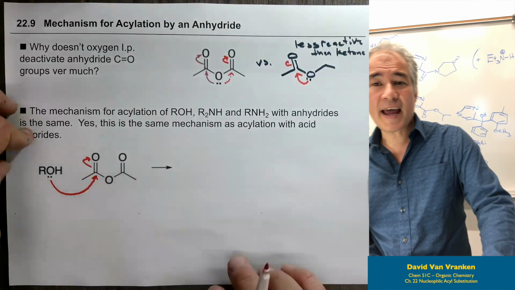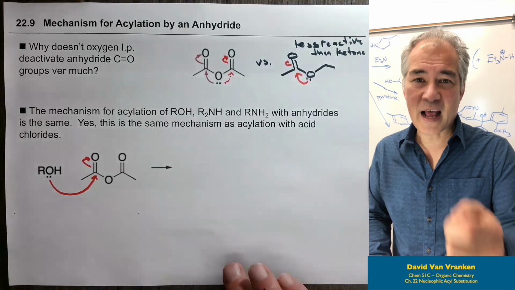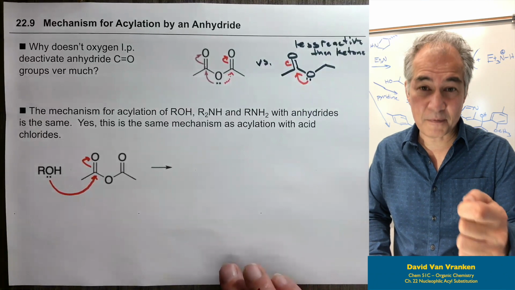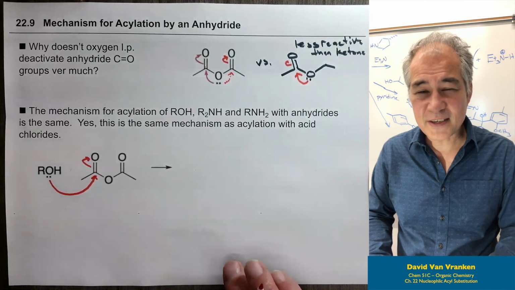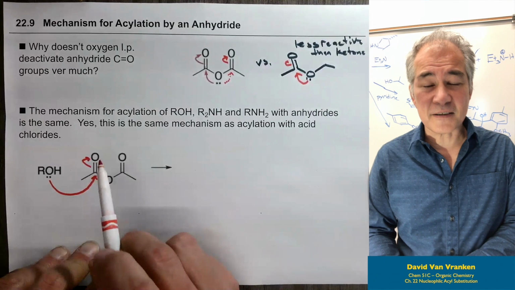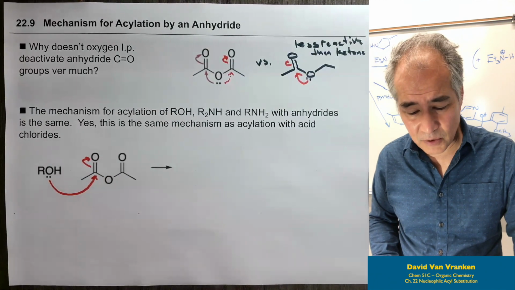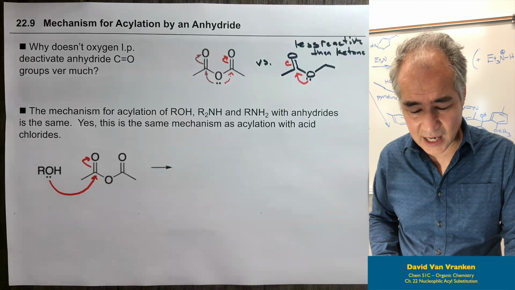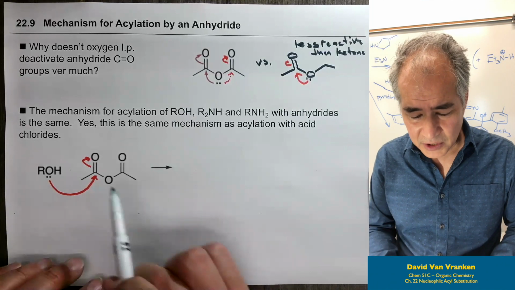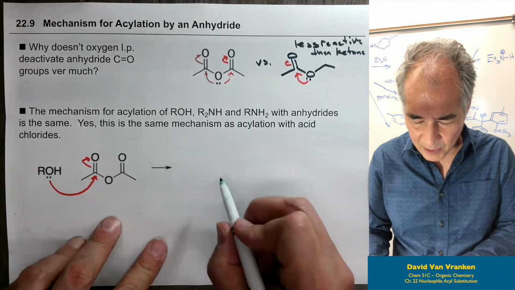Now, if you were trying to add to an ester or a ketone or an aldehyde, you'd have to protonate that carbonyl because OH is not a good nucleophile. But anhydrides are so reactive. Acid chlorides are reactive and anhydrides are reactive. So you don't have to protonate the oxygen atom of the carbonyl in order to get this oxygen to add. Let's go ahead and draw up the next intermediate for that process.